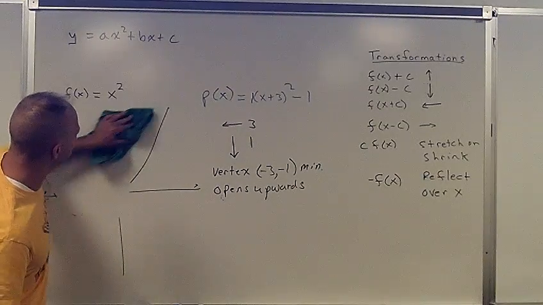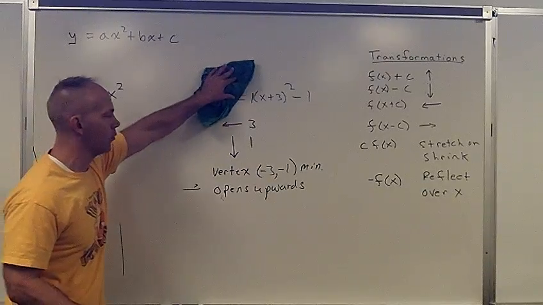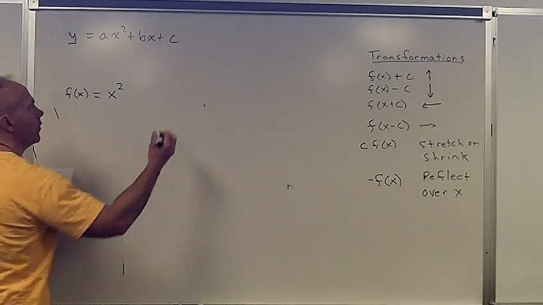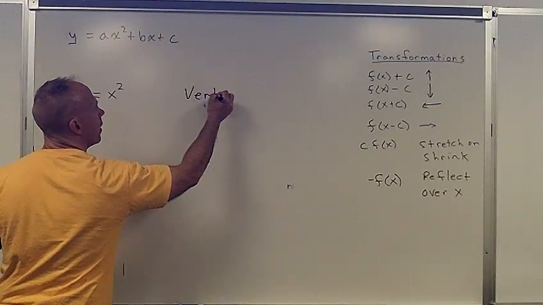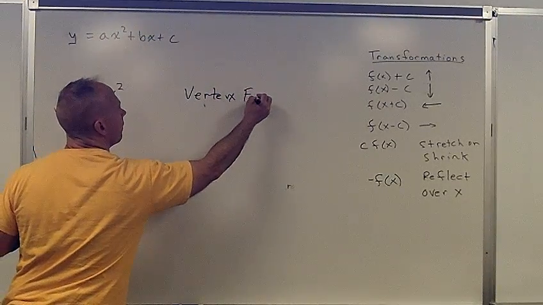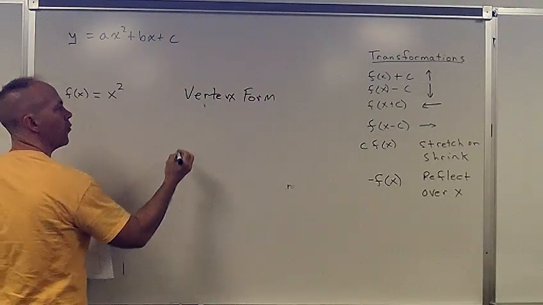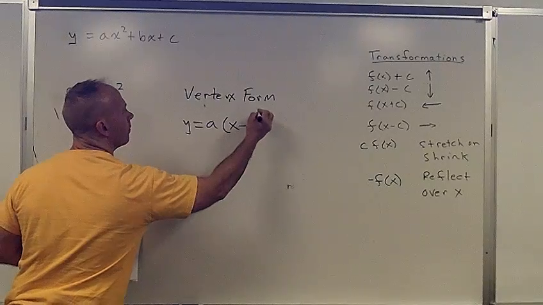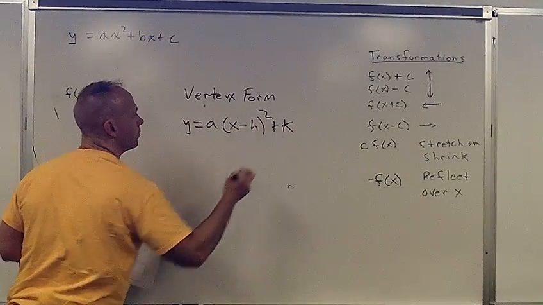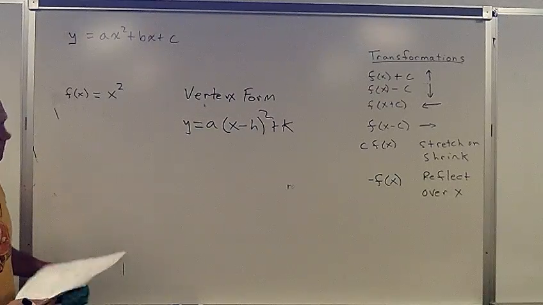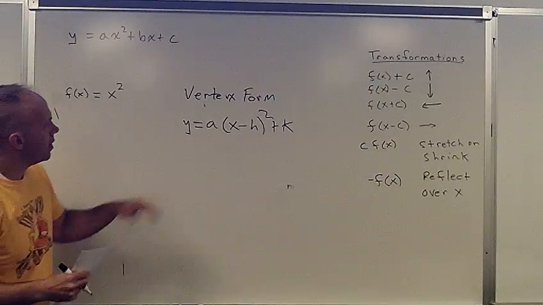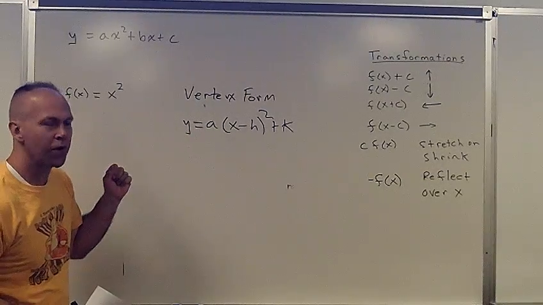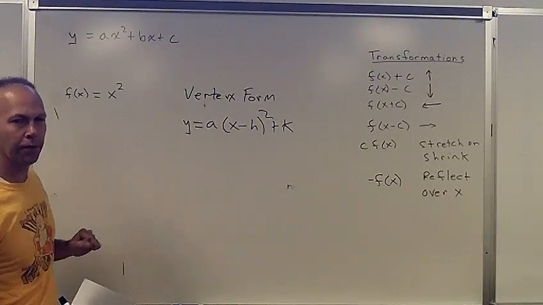Now, by looking at these transformations, this yields another form of a quadratic. And that is called vertex form. And vertex form looks like this. Now, y equal a times quantity x minus h squared plus k. This shows all possible transformations that could be occurring to y equal x squared.